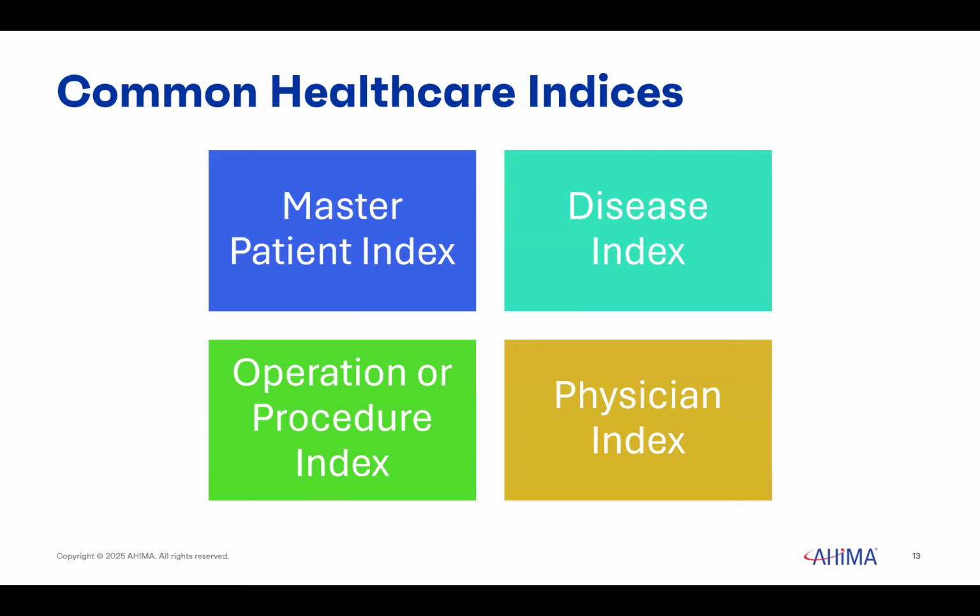We also could have a disease index, almost like a registry. When I worked at Stanford, we had a lot of different types of cardiovascular disease indexes or indices, if you will. We could also have an operation or procedure index. So thinking with the cardiovascular, maybe we want to track everybody who had a heart-lung transplant. And then finally, we have physician indices: everything about all your attending physicians in one place.